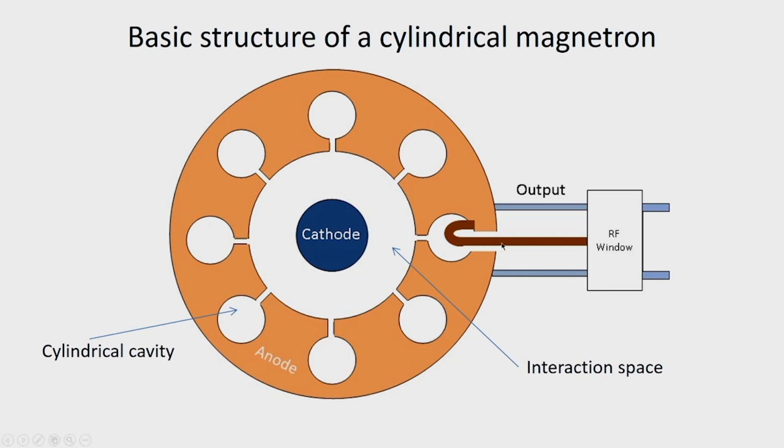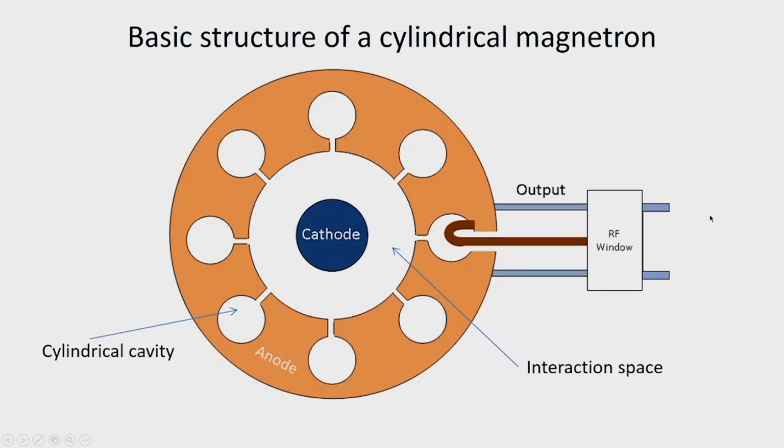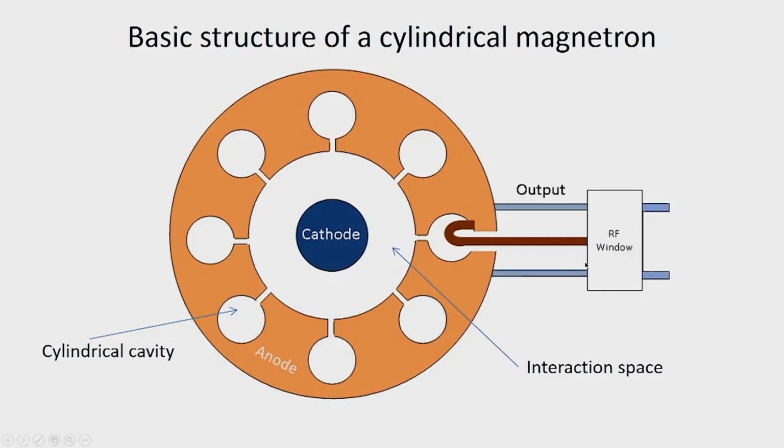and since these types of devices are evacuated devices, we need to connect this device to the rest of the circuitry operating under normal atmospheric conditions through an RF window, which acts as a barrier between this vacuum and the normal atmosphere outside the window.